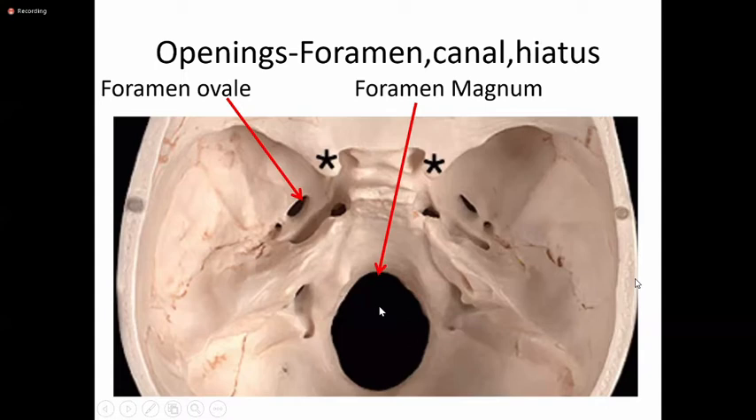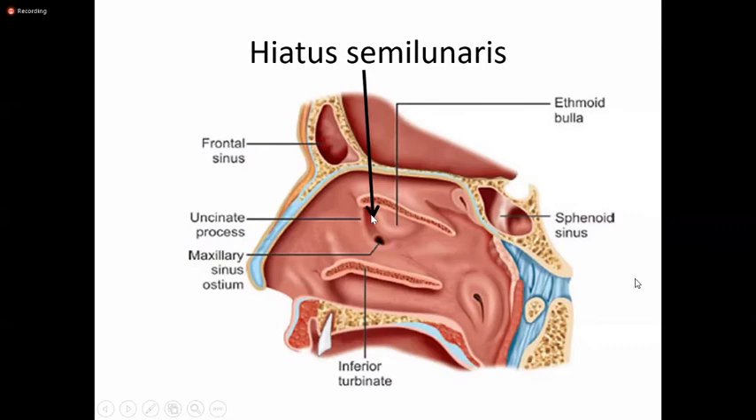Then hiatus. Hiatus is like a larger opening. One we can see is the hiatus semilunaris. This opening is shaped like a crescent or half moon shaped. Hence it is called semilunaris. Semilunaris means it is half moon shaped or crescent shaped. This hiatus is semilunar shaped, hence it is called hiatus semilunaris.